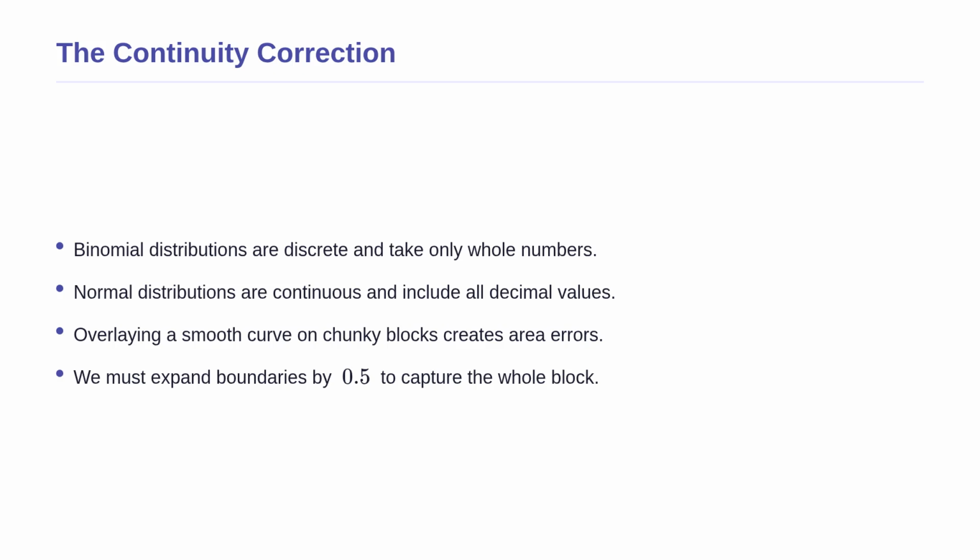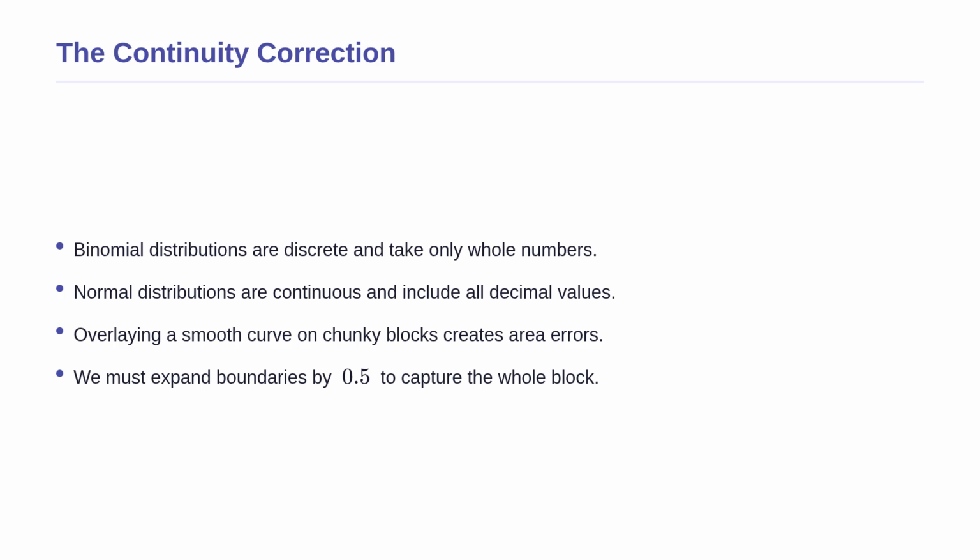This formula we just saw leads us to an important practical question. How do we actually apply a continuous curve to discrete data? There is a fundamental physical mismatch between the two. The binomial distribution is discrete, meaning it only takes whole numbers like 4 or 5 and looks like a bar chart made of chunky, separated rectangular blocks. The normal distribution, however, is continuous, meaning it is a perfectly smooth curve that includes every possible decimal value.